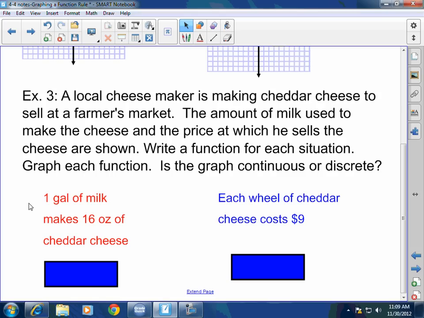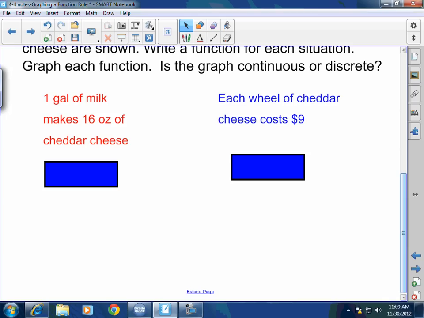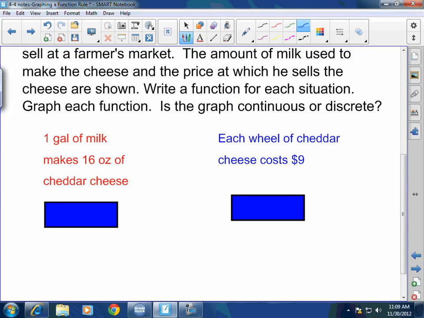Okay. Let's see if any of my boys can rise to the occasion here. What would the equation be that relates 1 gallon of milk makes 16 ounces of cheddar cheese? How do you think we would write that equation? Vinson? No, not 1x plus 16, absolutely not. No, close. Guys, remember we're dealing with a dependent and an independent. Why don't we localize what the dependent and independent is? What is the dependent?